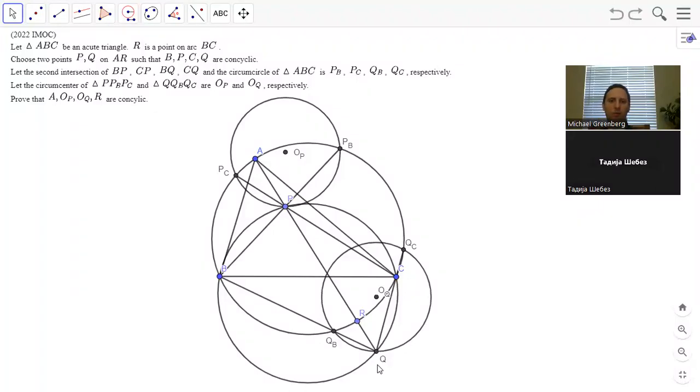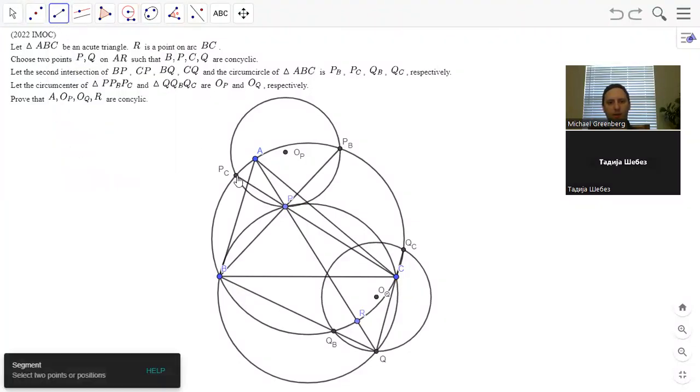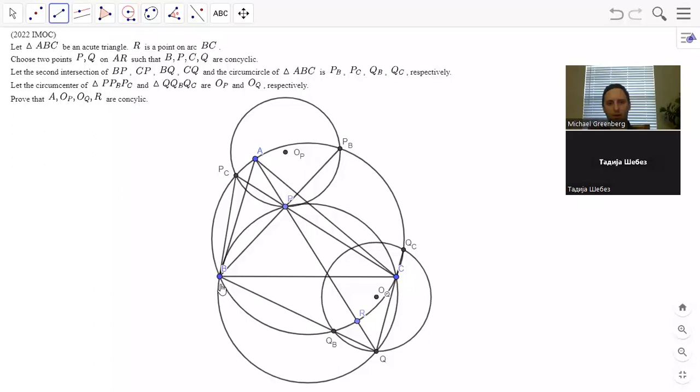Now I'm confused. Or no, it's QBBQC. So yeah, we want to show that this and this are isogonal. So if we look at angle PCB, if we look at this angle, we want to show that PB and C, we want to show that these two rays are isogonal.